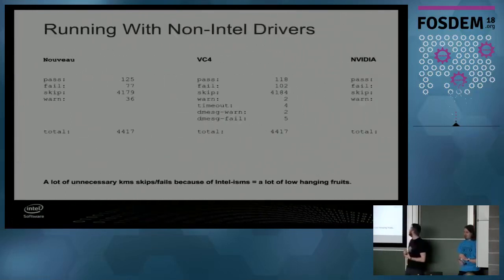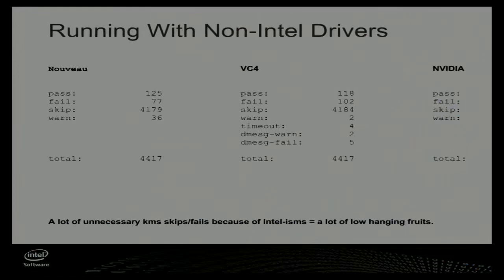So let's see how it looks. Okay, so it was cut off. But I will read that to you. So we tested Nouveau, VC4, and NVIDIA blob drivers. And as you can see, for Nouveau, we have 125 passes. For VC4, it's 118. And for blob drivers, it's 20.